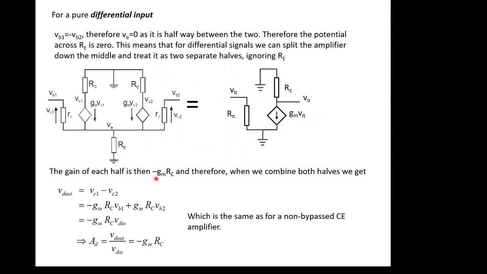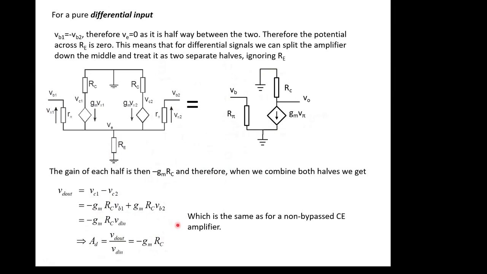The gain of each half is then going to be GM-RC minus GM-RC, and you can work that out from down here. It's quite obvious, or we can get it from first year analysis notes. And if we combine both halves, we get VC1 minus VC2, which allows us to run it through the normal wheel, and we end up with the differential gain becoming minus GM-RC, which is really interesting because it means that the gain is controlled by effectively the value of RC. And if we can make RC big, then we can make a very, very high differential gain.